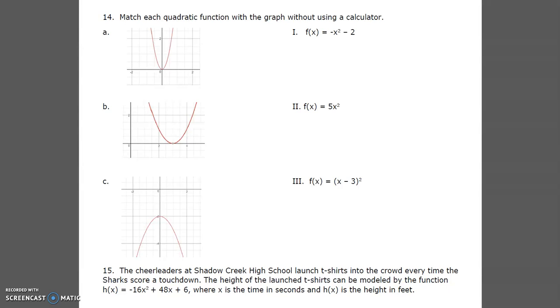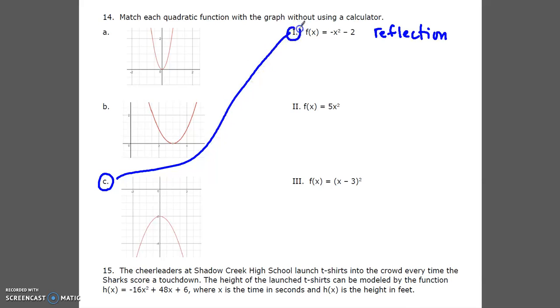All right, number 14 is asking us to match the graph with the equation, and it does say to not use a calculator. So we can do this. On the first one, remember the negative sign that's in front makes it a reflection. So all we have to do is look at our graph. We see any that open down. That would be this one. So I'm going to say C is going to go with 1.